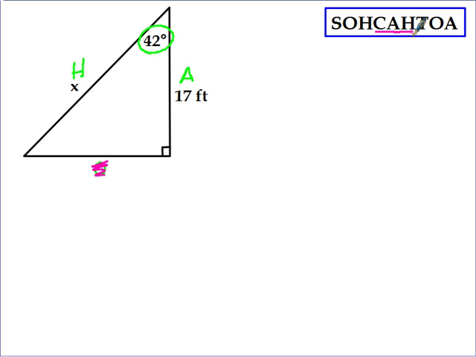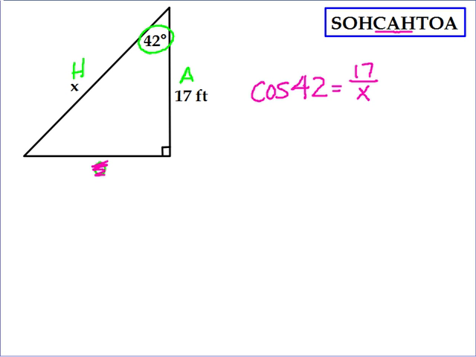And we set it up the exact same way as we did on the front. So cosine of our angle equals A over H. So now I can see x is in the denominator instead of the numerator. Now unfortunately we can't solve it the same way. So it's going to be one extra step to solve.